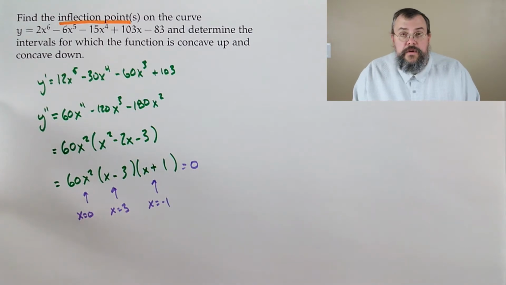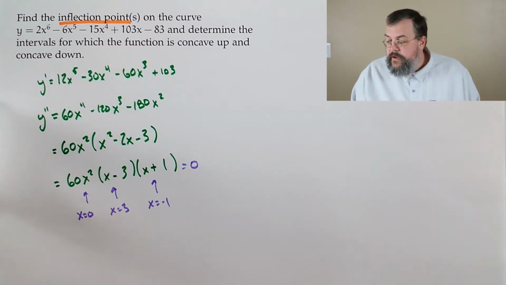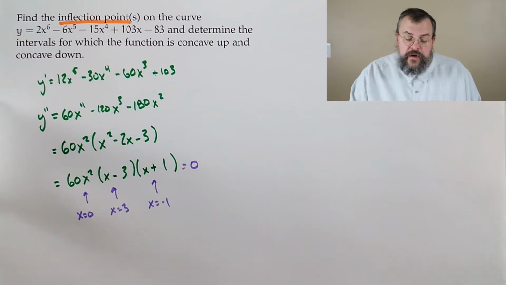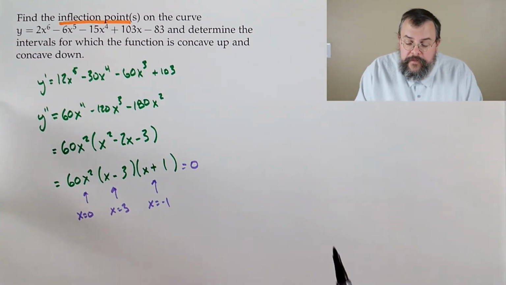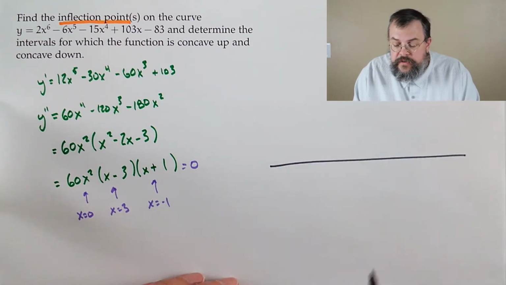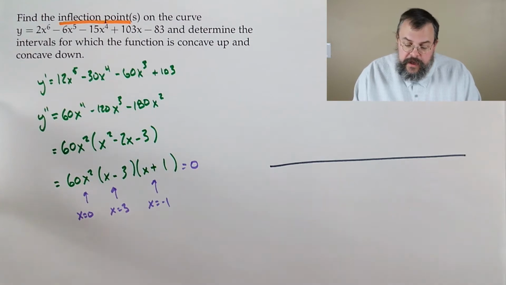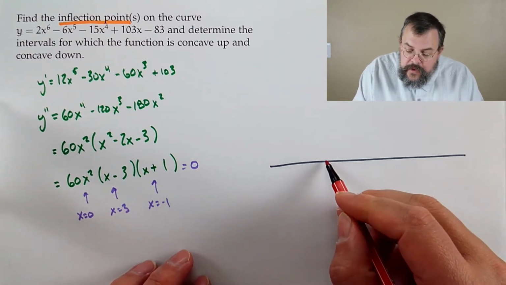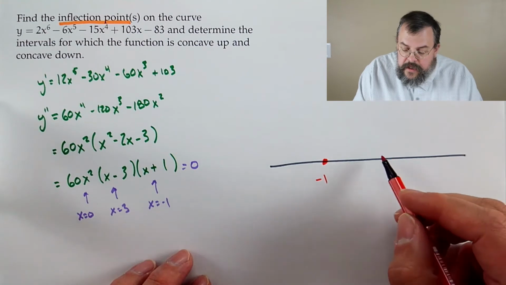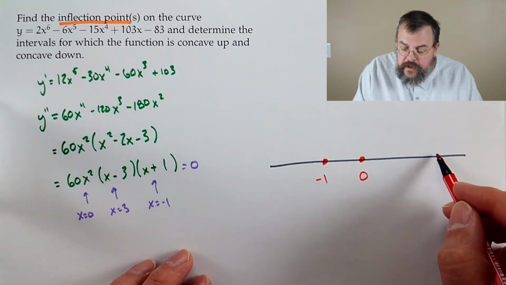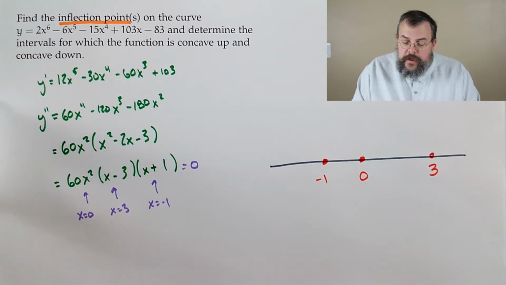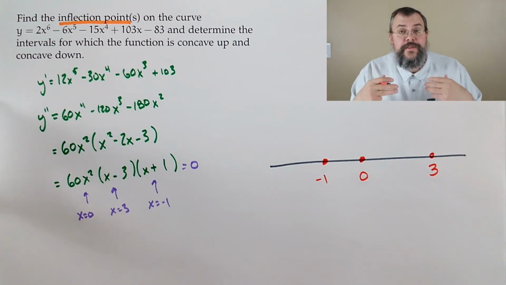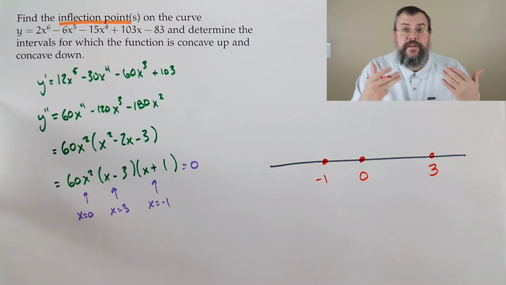Now, what we need to do is figure out what's happening to the second derivative away from these points. So we would say, well, let's draw ourselves a number line, and let's mark all these points. So we have, in order, negative 1, and 0, and 3. And now we can plug in. So it's very similar to when we talked about increasing and decreasing.